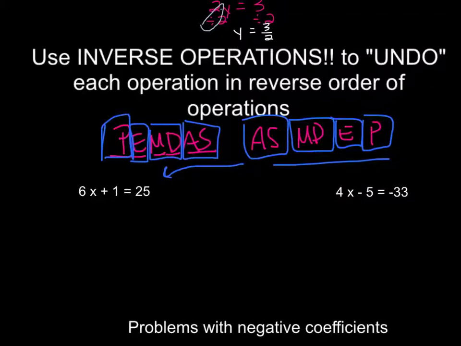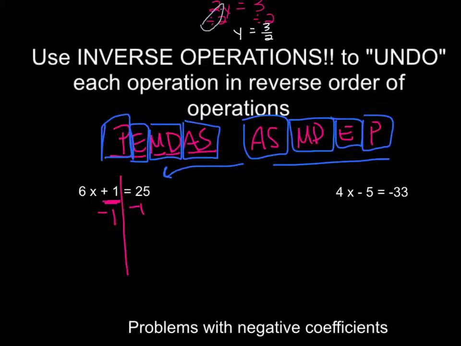We have 6x plus 1 is equal to 25. According to PEMDAS, we should be doing parentheses, exponents, multiplication, division, addition, and subtraction, but we're going to be doing it backwards. So we need to focus first on our addition and subtraction. In this particular equation, we have a plus 1 being added to 6x. So to undo this, we're going to do the inverse operation of subtracting 1 from both sides.